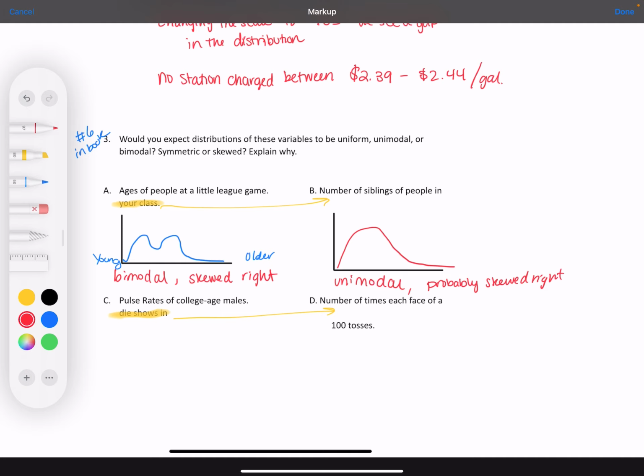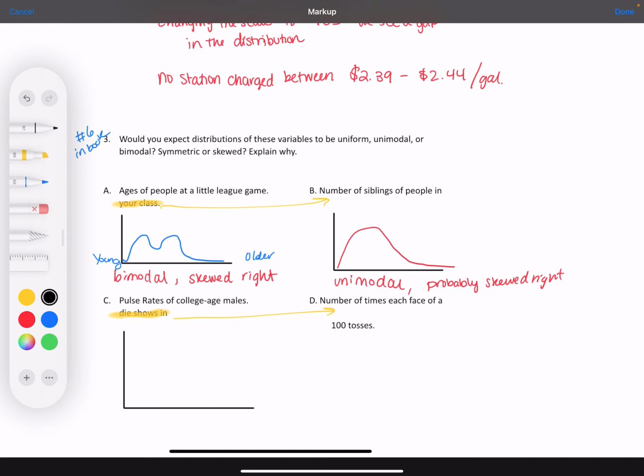All right. Pulse rates of college-age males. I feel like it's going to be how many times your heart beats in a minute. Kind of uniform. I might be wrong, but I have a feeling it's a little uniform. Because if you think about it, uniform would mean everybody's is identical. Oh no, then bimodal. No, I think only one. Unimodal, and skewed to the right, probably.